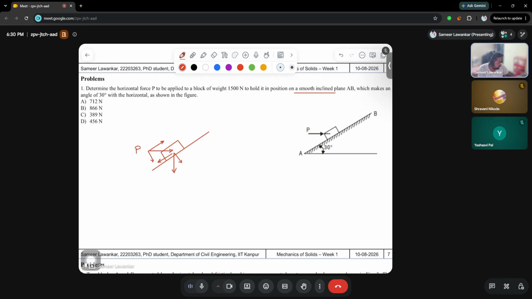So what you can do is use summation Fx along this side. This is nothing but P cos 30 and W sin 30. So I can simply write this as P cos of 30 degrees and this as W sin of 30 degrees.